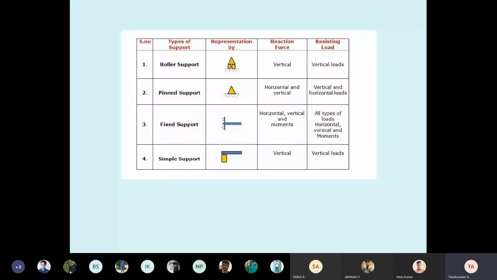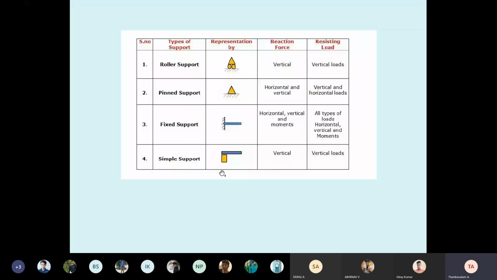Then for fixed support, we use it in beam construction, fixing to the wall. When you see a simple support, it has only one vertical reaction. A fixed support gives a horizontal reaction, a vertical reaction, and a moment. That means it resists the body in both the horizontal direction, the vertical direction, and the turning direction. It opposes them.